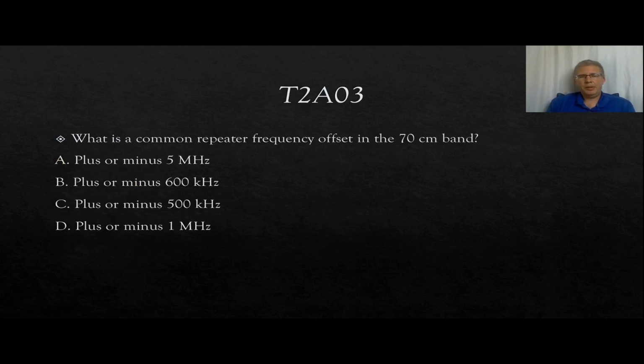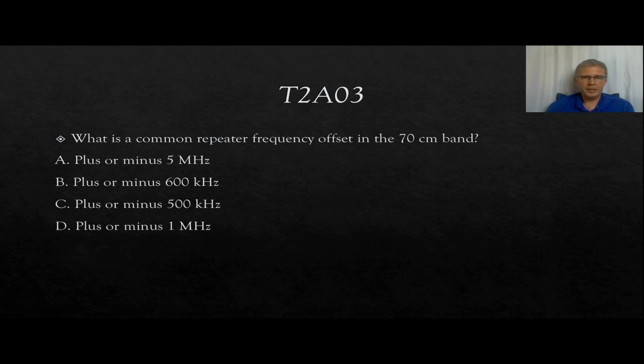What is a common repeater frequency offset in the 70 centimeter band? A, plus or minus 5 megahertz. B, plus or minus 600 kilohertz. C, plus or minus 500 kilohertz. Or D, plus or minus 1 megahertz. Again, we talked about this earlier. We have the 2 meter band, which is in the 140s, and the 70 centimeter, which is in the mid 400s. The way I remember this is it's a bigger number.